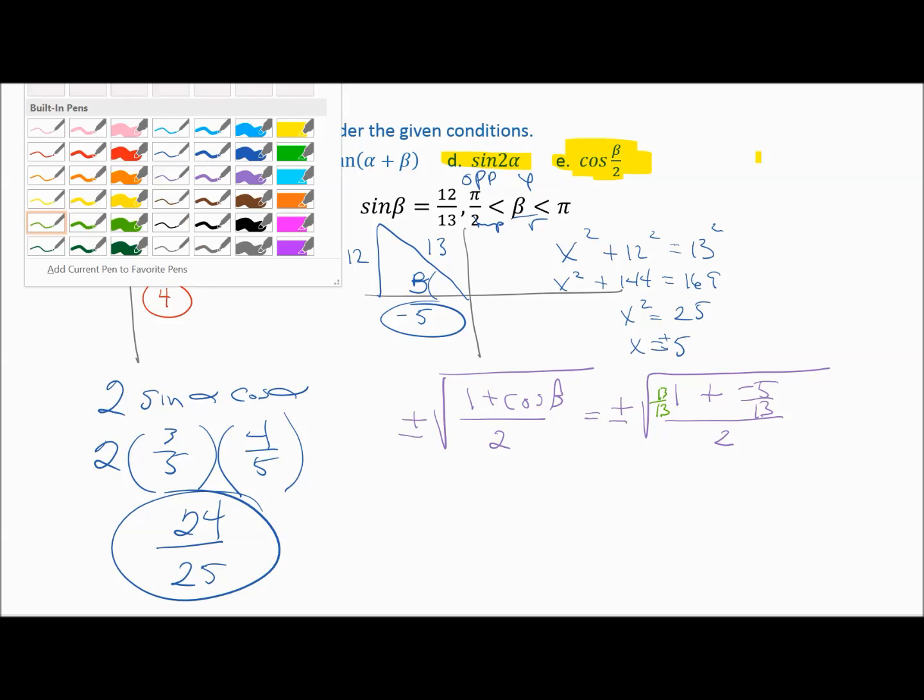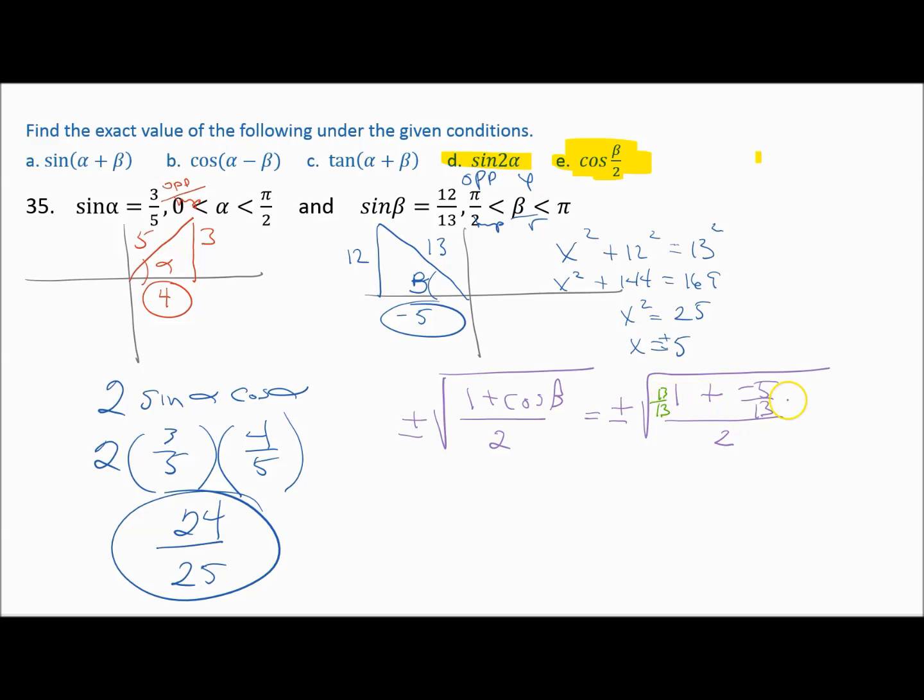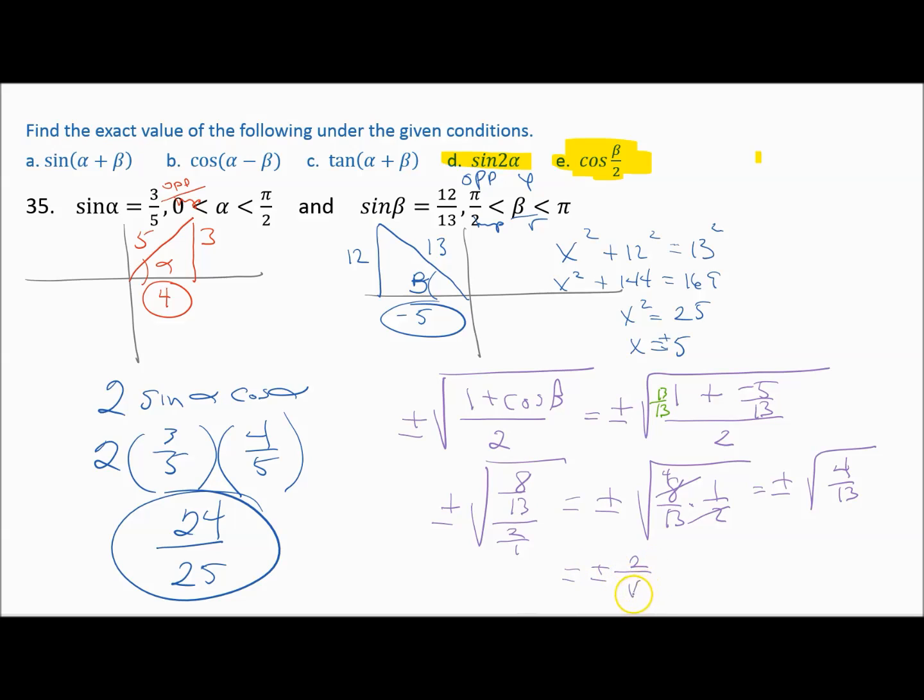And that gives me 13 plus a negative 5. Well, don't forget about the plus or minus square root. But 13 plus a negative 5 is 8 over 13 divided by 2. And that's 2 over 1. So it gives me plus or minus the square root of 8 over 13 times 1/2. This 2 and this 8 cancel, give me a 4. So that's plus or minus the square root of 4 over 13. Well, the square root of 4 is 2. So that's plus or minus 2 over the square root of 13. And then we should rationalize. So that's plus or minus 2 square root of 13 over 13.